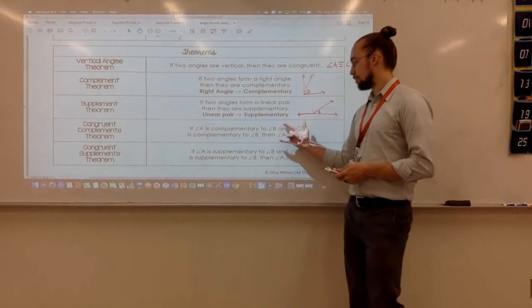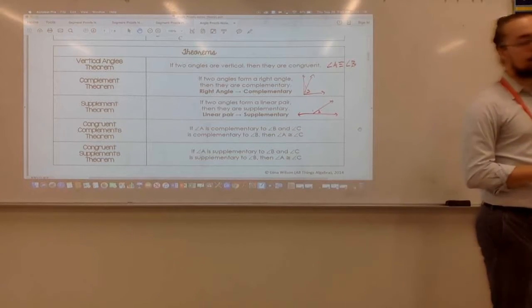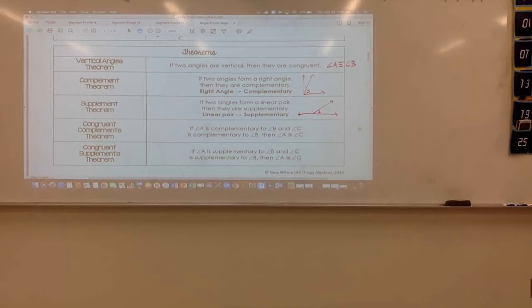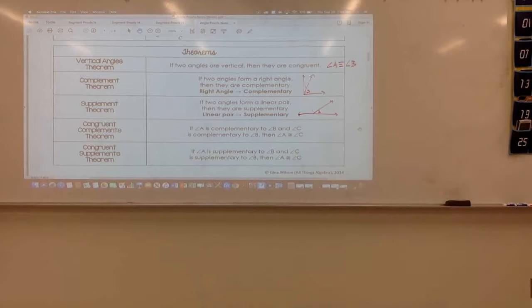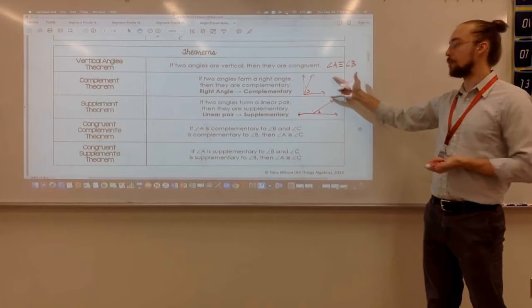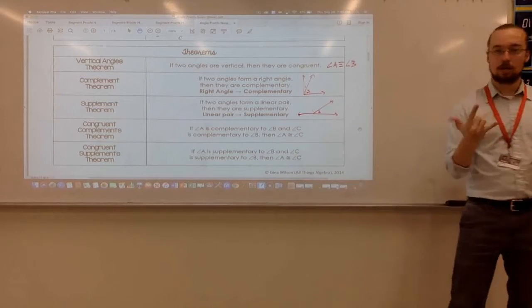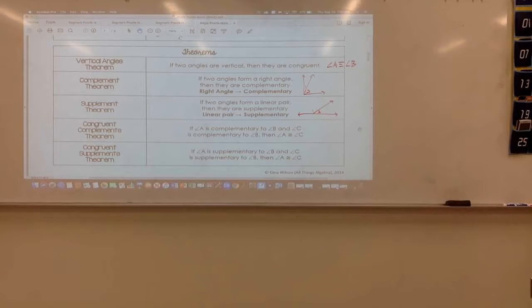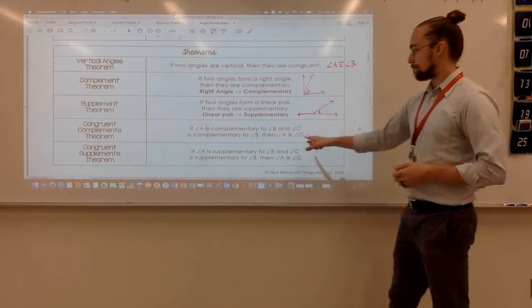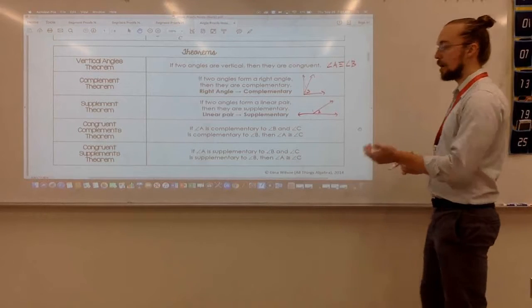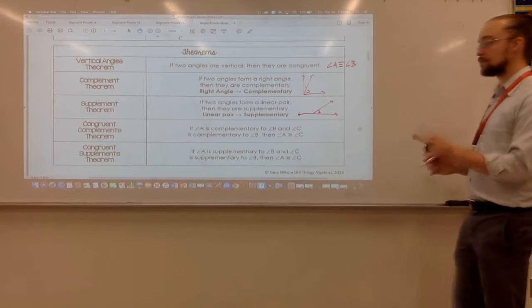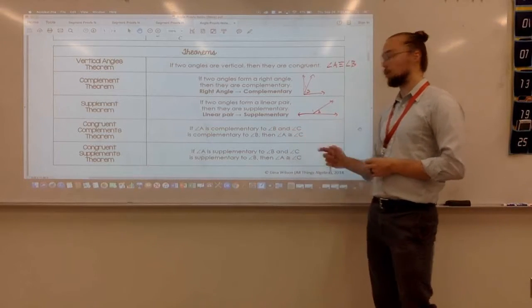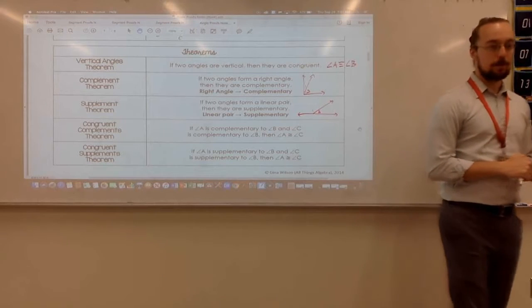These last 2 are the 2 that maybe aren't as common sense. Okay? I think most of the rest of these we've either looked at before or are fairly common sense, right? If we can see 2 angles form a right angle, then they're complementary. We can see they form a straight line together, supplementary. Those ones are kind of common sense. The last 2, okay, this one says if angle A is complementary to B and C is complementary to B, so 2 angles complementary to the same angle, then they're congruent to each other.